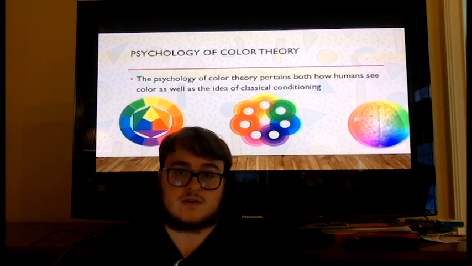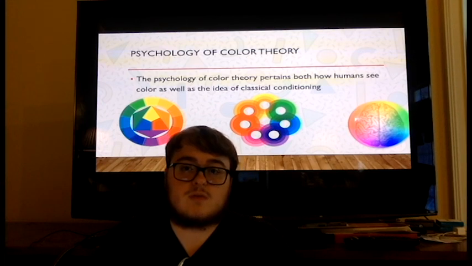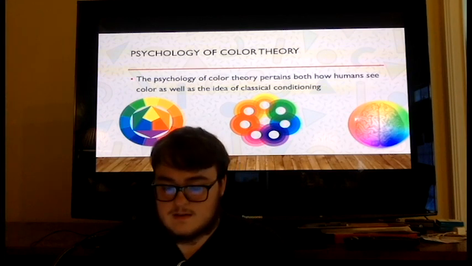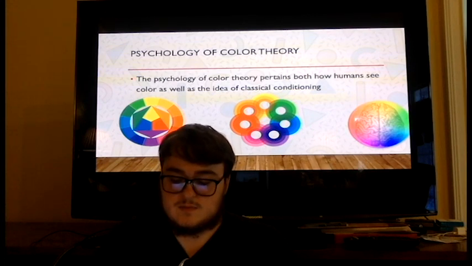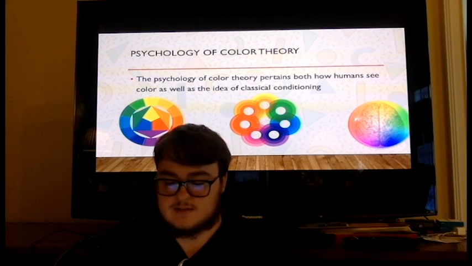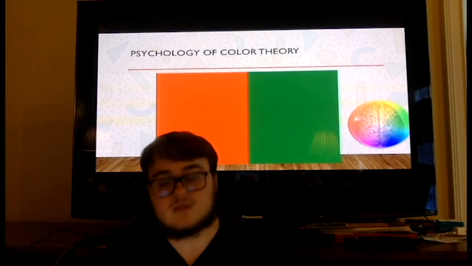The psychology of color theory. The psychology of color theory pertains both to how humans see color as well as the idea of classical conditioning. Humans cannot perceive opposing colors simultaneously, for example. Red and green and blue and yellow cannot be simultaneously seen. As such, putting red and green next to one another in design is a bad idea, such as here, as the viewer will see the two as if they were conflicting with one another, possibly causing eye strain, as one may be able to see if the colors on the monitor do not conflict with that.